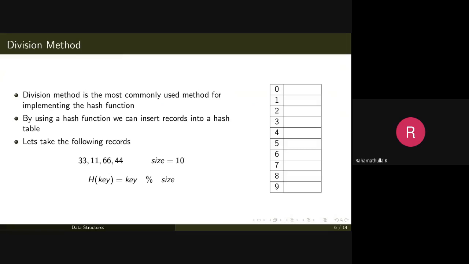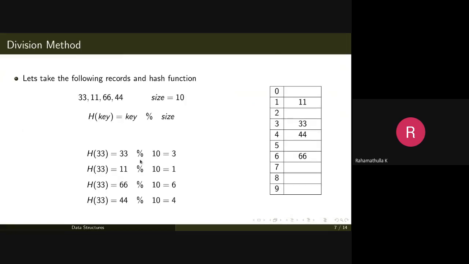The division method works like this. The hash function is: h of key is equal to the key modulus the size of the hash table. So here the size of the hash table is 10. So key modulus 10 will give you the corresponding location. For example, 33 modulus 10. 33 mod 10 gives you 3. It will be stored at position 3.